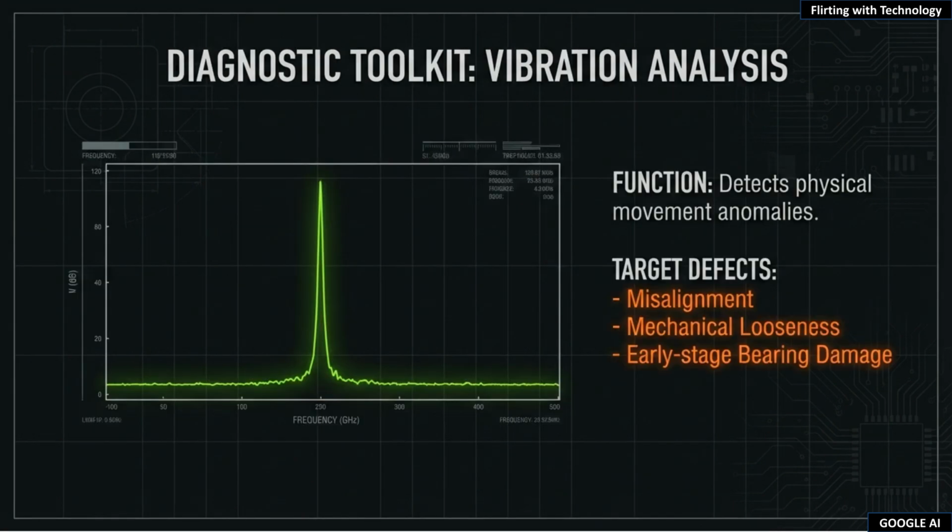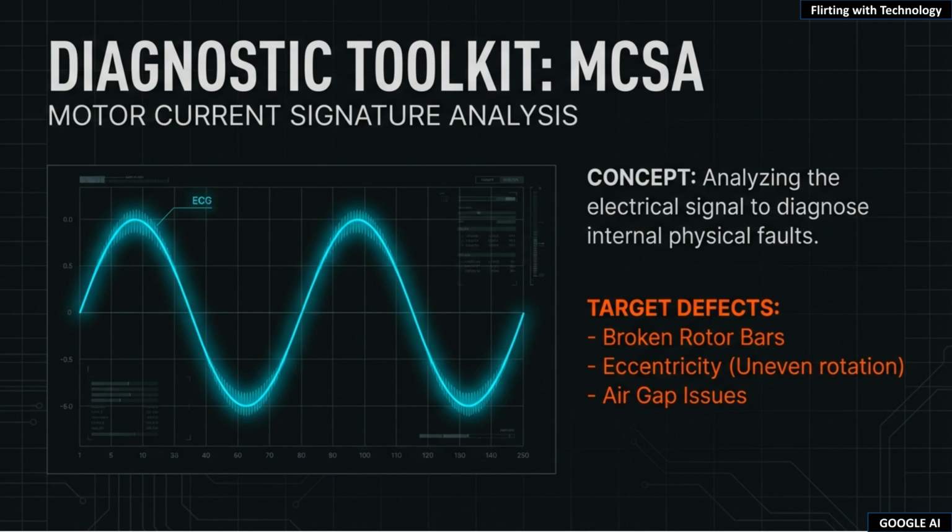The diagnostic toolkit includes vibration analysis, which detects physical movement anomalies. This is used to target defects like misalignment, mechanical looseness, and early-stage bearing damage. Motor current signature analysis, or MCSA, analyzes the electrical signal to diagnose internal physical faults. It targets defects such as broken rotor bars, eccentricity, and air gap issues.